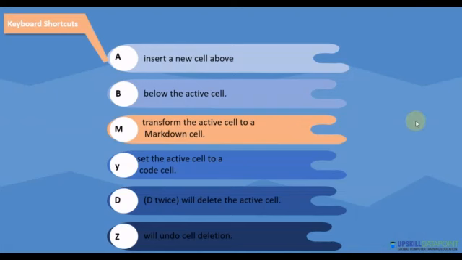So these are some of the keyboard shortcuts we have already used when we worked on the Jupyter interface. This A is for inserting a new cell above. Wherever you are, whichever is the current cell, you can insert a cell above it. B is for inserting a cell below the current cell. M transforms the active cell to a markdown cell. It's like you can write some explanatory text, just like an HTML tag. Y will set the current cell to the code cell, and if you press D twice, it will delete the active cell. Z will undo your cell deletion.